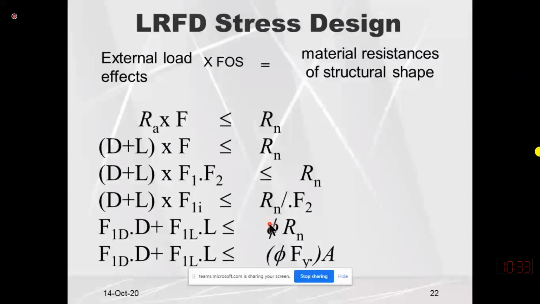So even though in the tension members we are considering this value as 0.9, it means that we are just reducing the strength by 10%.